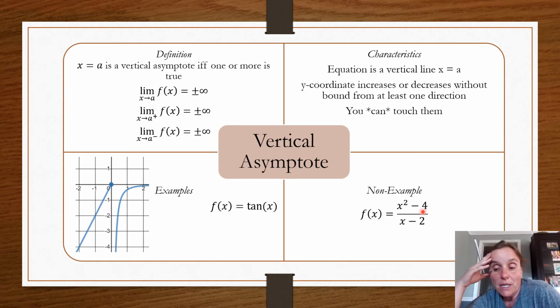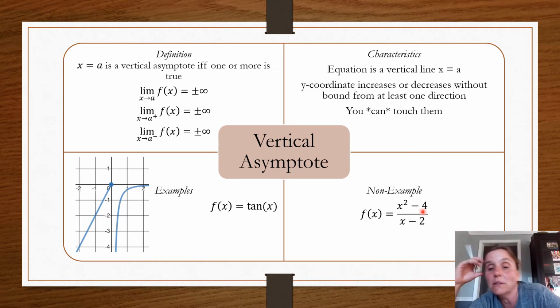Another example is the tangent function. If you think about tangent as sine over cosine, anytime cosine is equal to 0, you have a vertical asymptote for the tangent function. With any rational function, you're going to find your vertical asymptotes when the denominator is equal to 0, as long as it's not a hole.